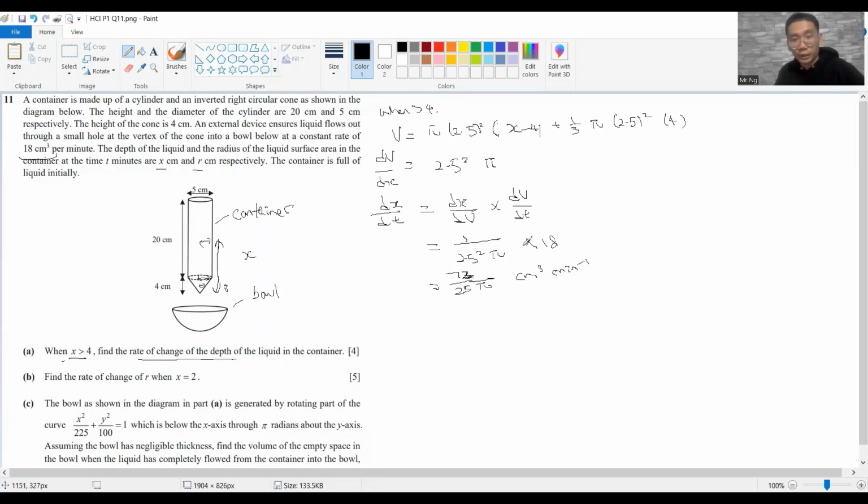Over here, you realize that the depth is decreasing, so it cannot be positive. It should be negative. Over here also negative, because the volume is taken out from the hole. That's why the volume of the water is decreasing, and that's why dV/dt is negative.